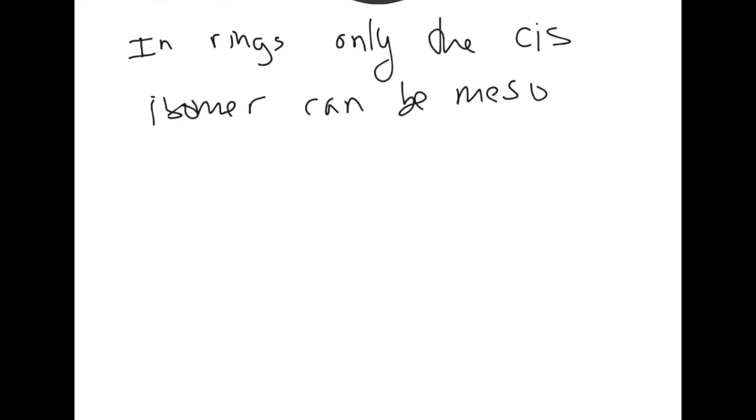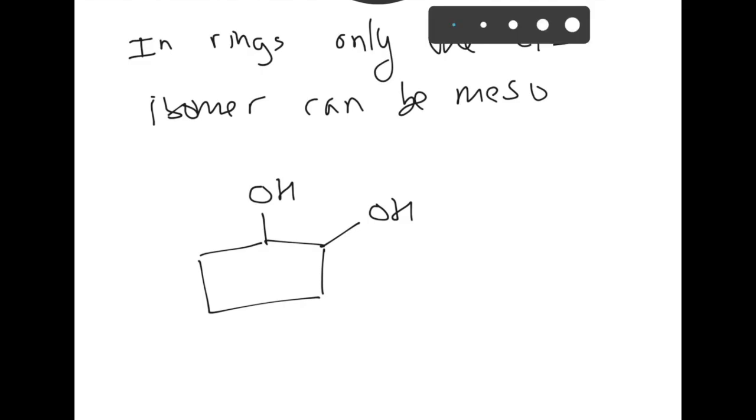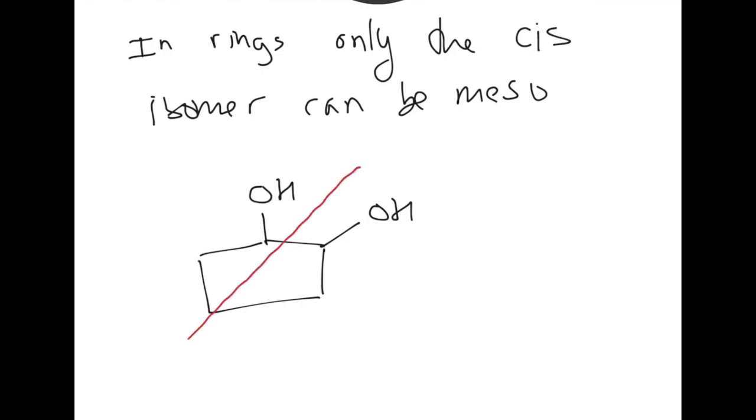So in a ring, only your cis isomer can be meso. So right, you have a structure, right? You look at it and you're like, okay, I know that, before I even draw my stereocenters, my wedges, and my dashes, that this molecule as drawn has a plane of symmetry. So I know one of my isomers that I'm going to draw is going to have a plane of symmetry, is going to be meso.